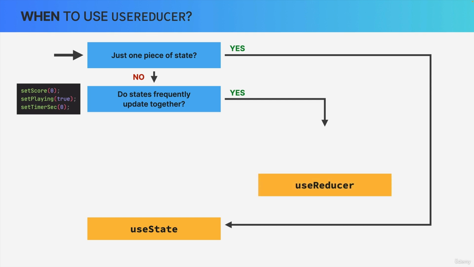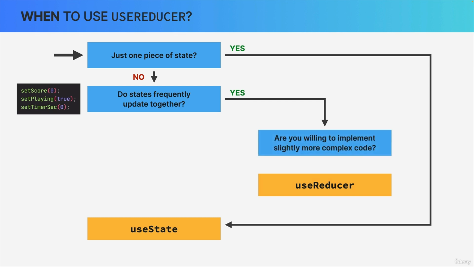However, there's probably one more question that we need to ask first. Are we willing to actually write a slightly more complex useReducer hook with a reducer function? And if we are not, then we just keep using the useState hook. But if we are okay with taking the time to write a reducer, then this is definitely a good use case for useReducer. Nice, so let's keep going.